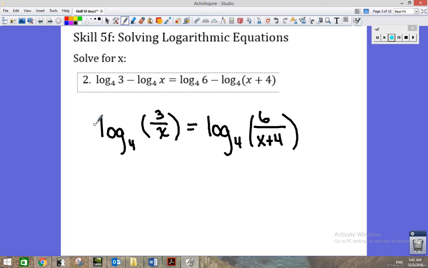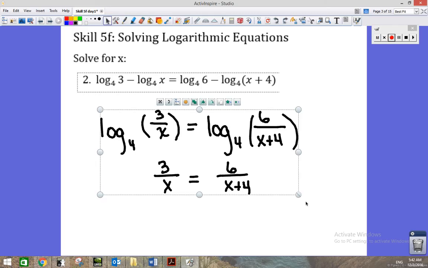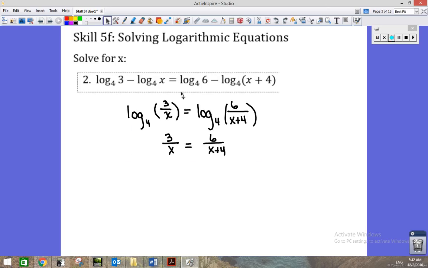Now, these coefficients in front of the log have to be 1 for me to apply this one-to-one function idea. Since they're one-to-one, that means this number, 3 over x, is actually the same number as 6 over x plus 4. So this type of equation is referred to as a proportion, and one technique to solve proportions is to cross multiply. You can multiply along this diagonal, multiply along this diagonal, and set their products equal to each other. So we've got 3 times x plus 4 along one diagonal, and we've got 6 times x along the other diagonal.